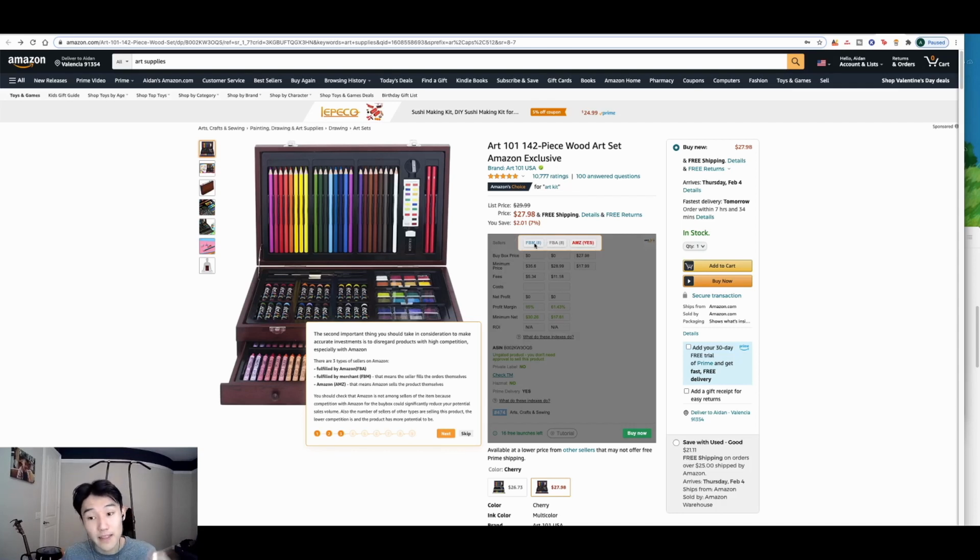letters. Right here, there's FBM, which stands for Fulfilled by Merchant. Essentially, with Fulfilled by Merchant, this is when the seller is selling it on their own. They're fulfilling all of the shipments on their own.